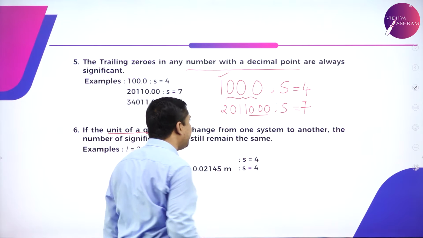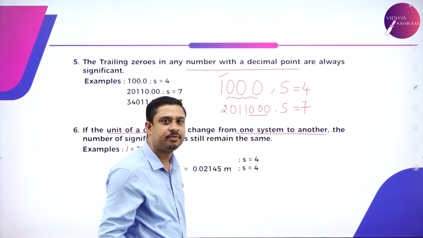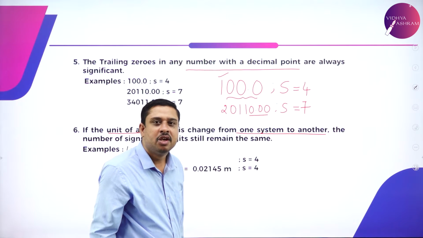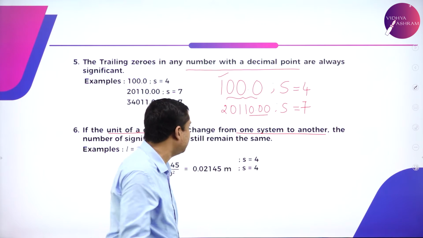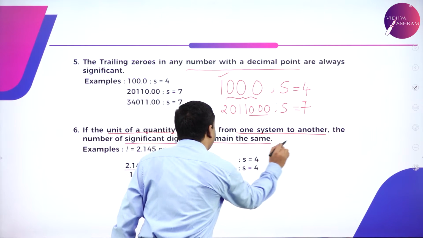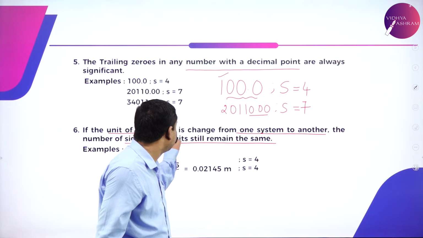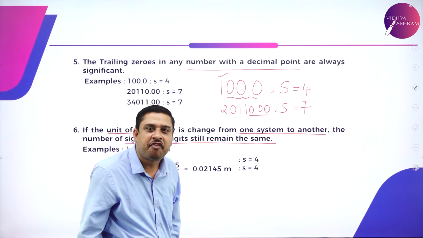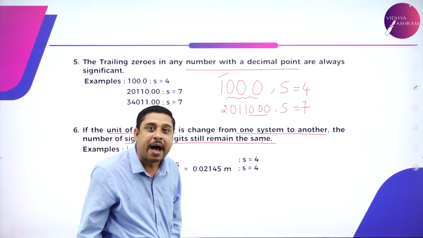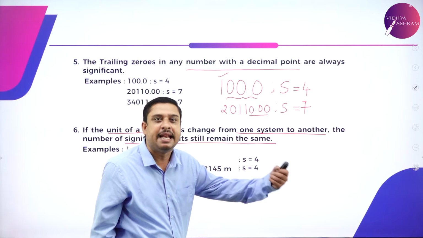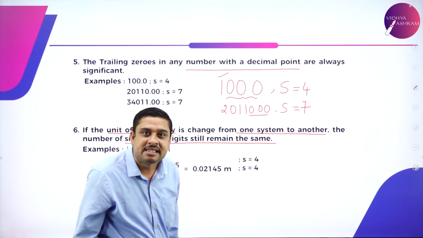Now, the 6th one, very interesting. If the unit of a quantity is changed from one system to another, the number of significant digits will always remain the same. The rule says, if the unit of a physical quantity is changed from one system of measurement to another, then the number of significant digits remains the same.